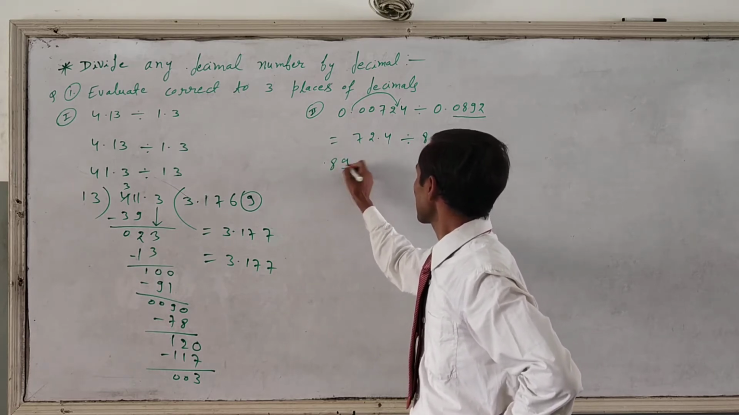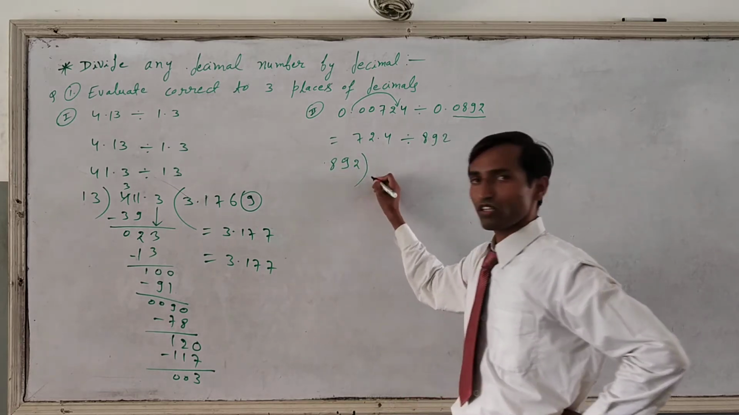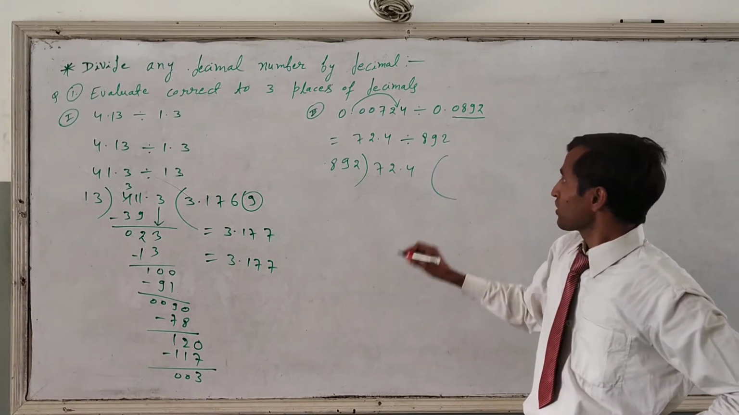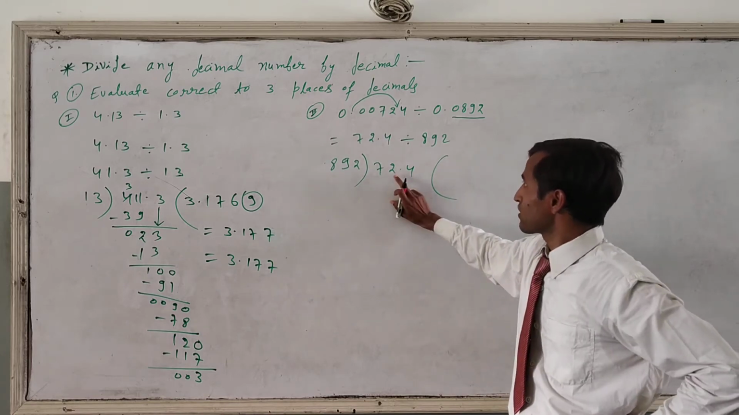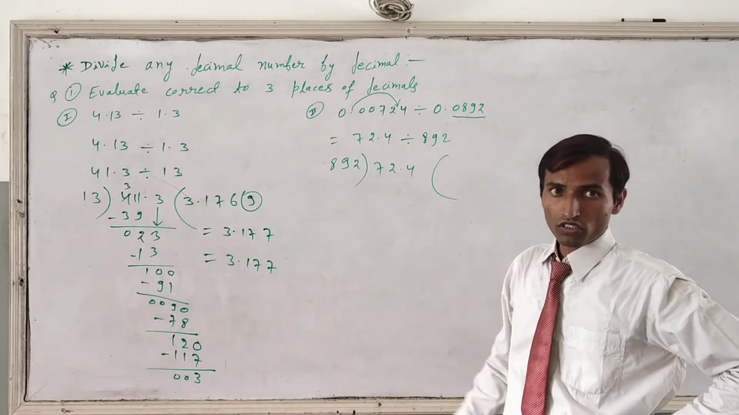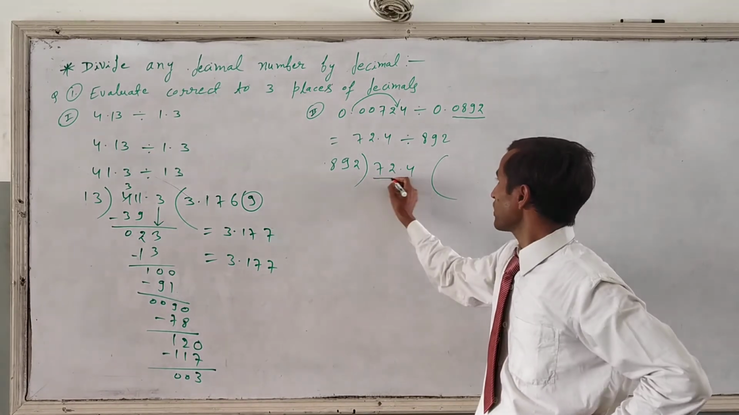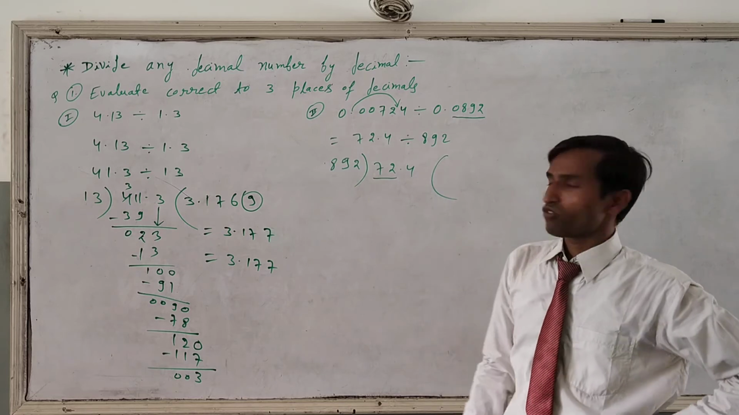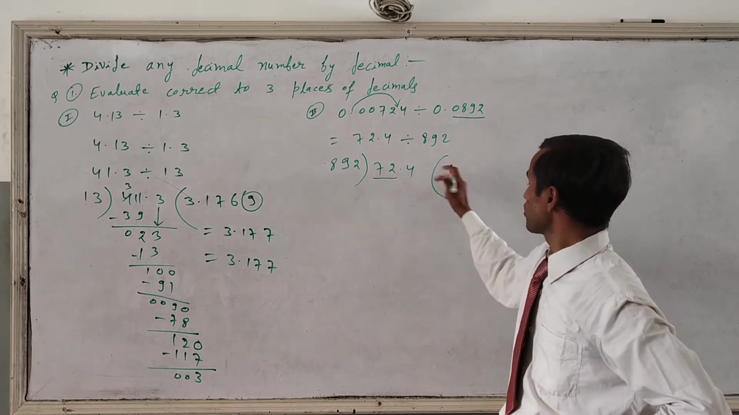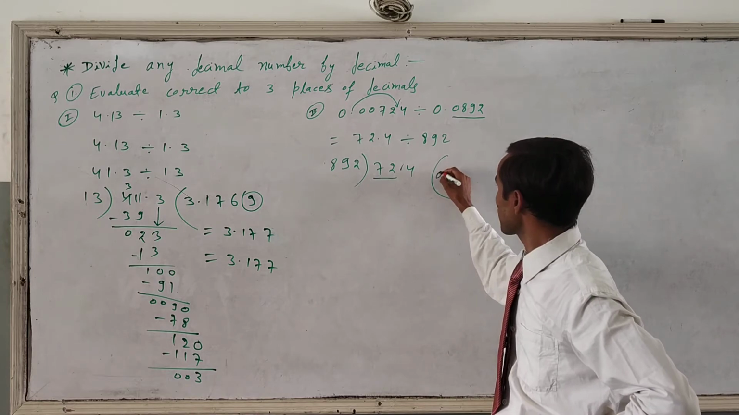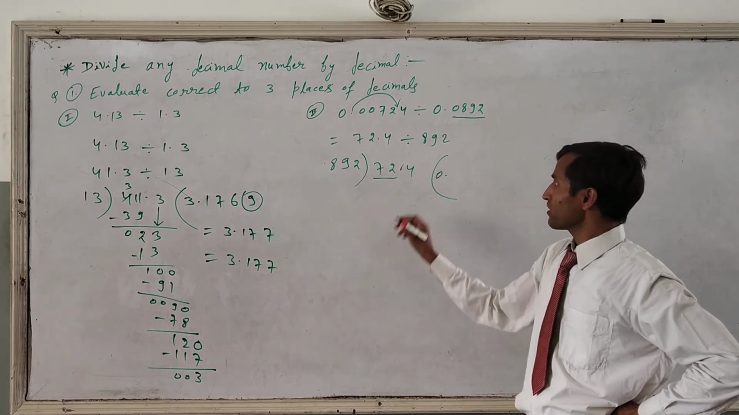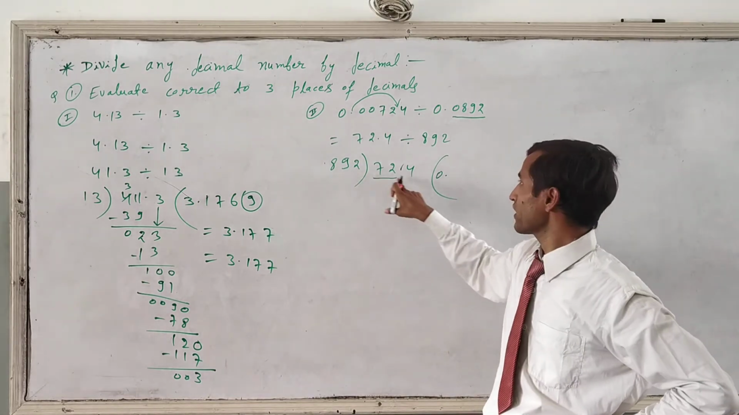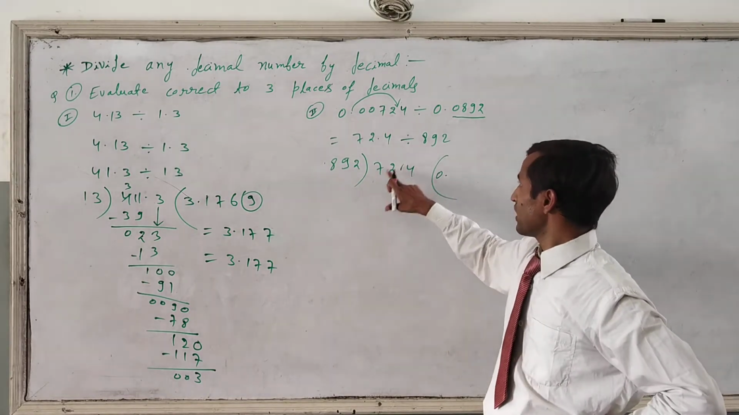So just write it down like this: 892 divide 72.4. Now we have to check whether it can divide or not. Here there are only 2 digits and here there are 3 digits, meaning it is less than 892. For that we have to remove this point first of all. So just remove this point and put it here in the quotient. After that, compare 724 and 892. Again it is less than 892.